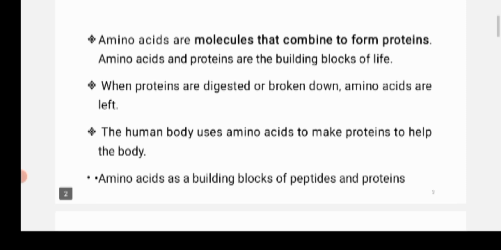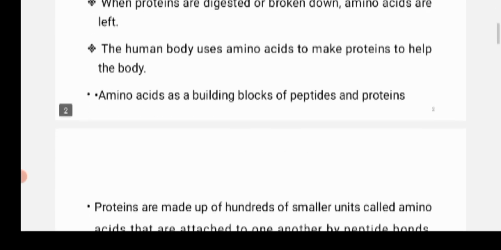Proteins are formed with the help of amino acids, enzymes and bonding. After proteins are digested or broken down, amino acids are left. The human body uses amino acids to make proteins to help the body. Once we take in food containing amino acids, we make them into protein to help our body. Amino acids act as the building blocks of life, especially for peptides and proteins.